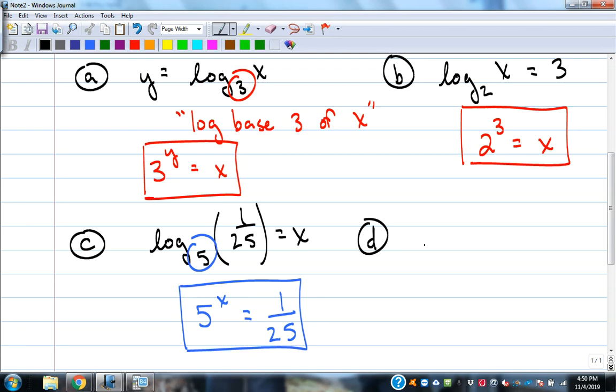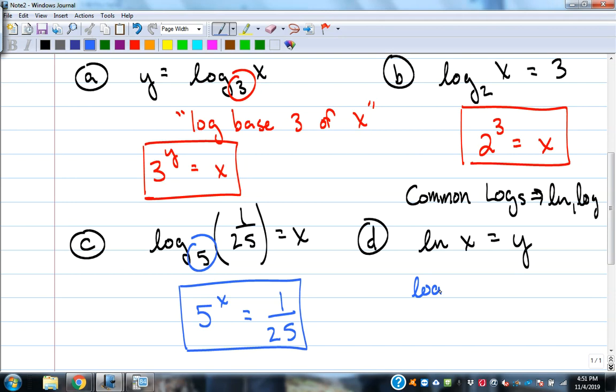Let's do these, which are called common logs. Common logs are ones where they don't write the base. Common logs are ln and then just plain log. Ln of x is equal to y. So natural log is how you normally would read that: natural log of x is equal to y. Natural log is shorthand for log with a base of e.